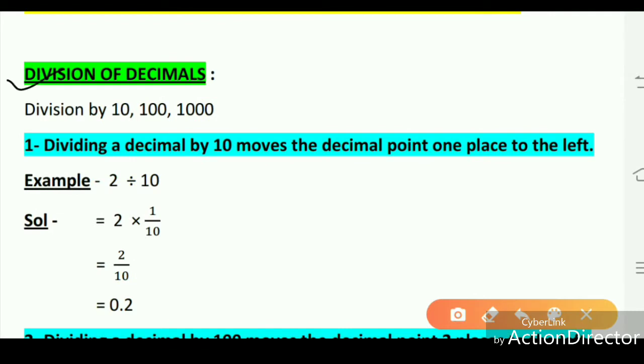Division of decimals. Division by 10, 100 and 1000. Number 1. Dividing a decimal by 10 moves the decimal point one place to the left.